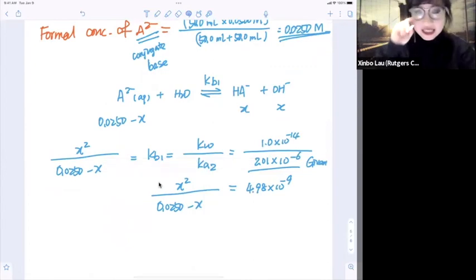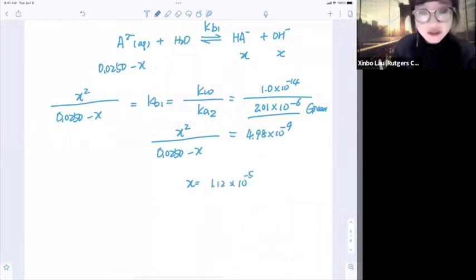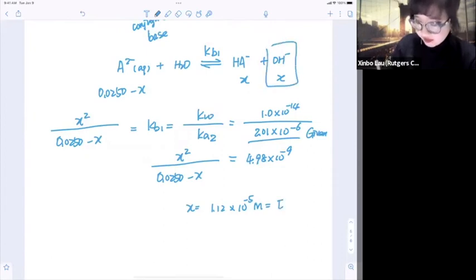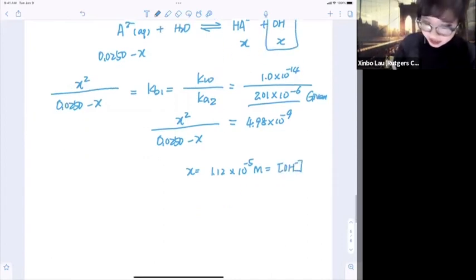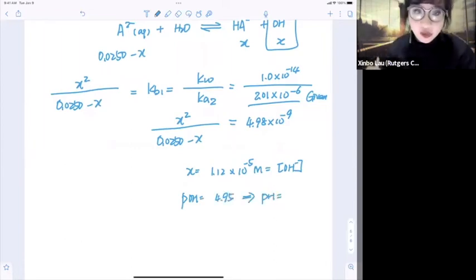Okay, now this case, small approximation definitely works, right? Okay, so we can solve that x equals to 1.12 times 10 to the power negative 5 molar, which equals to the concentration of hydroxide. So of course we can calculate POH equals to 4.95, then calculate pH by using 14 minus 4.95, we'll be getting to 9.05. Okay, so this is the pH at the second equivalence point.